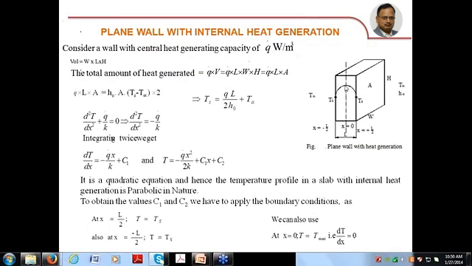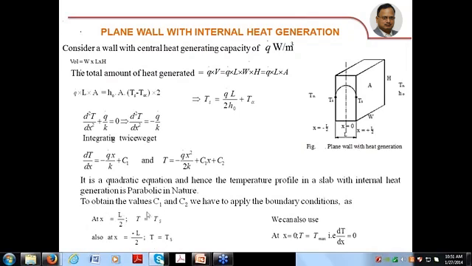So T equal to T maximum, the temperature reaches maximum at x equal to 0, the center line, and hence dT/dx equal to 0. This is also a boundary condition which you can use to solve the problem. Any two conditions are enough to solve this temperature distribution equation having two constants C1 and C2. Depending on our convenience, we choose any two conditions.